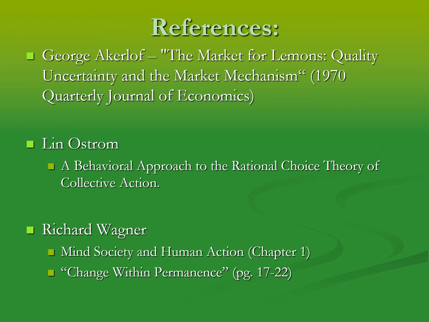For more on this topic and for some great reads, you can look at George Akerlof's seminal paper, The Market for Lemons: Quality Uncertainty and the Market Mechanism, 1970 QJE. You can look at Elinor Ostrom, who is mentioned at the end of this lecture, and in particular her political science presidential address called A Behavioral Approach to the Rational Choice Theory of Collective Action. And then you can also look at Richard Wagner's work, Mind, Society, and Human Action, on the overcoming the lemons problem ideas, and also a little short bit within Change Within Permanence.